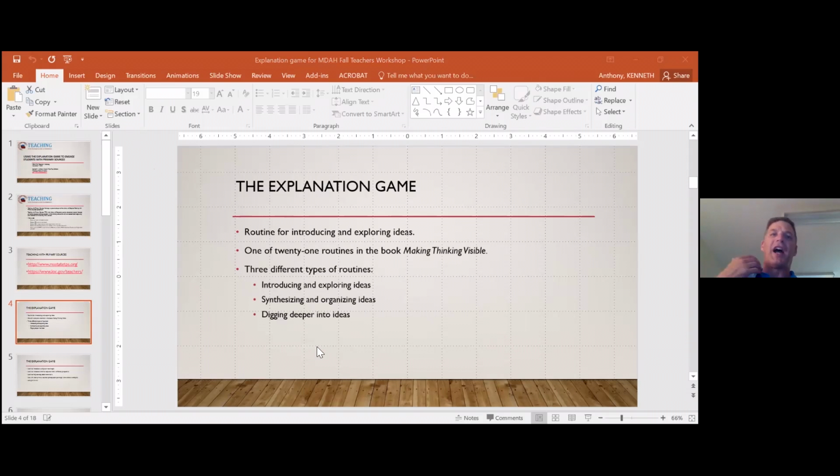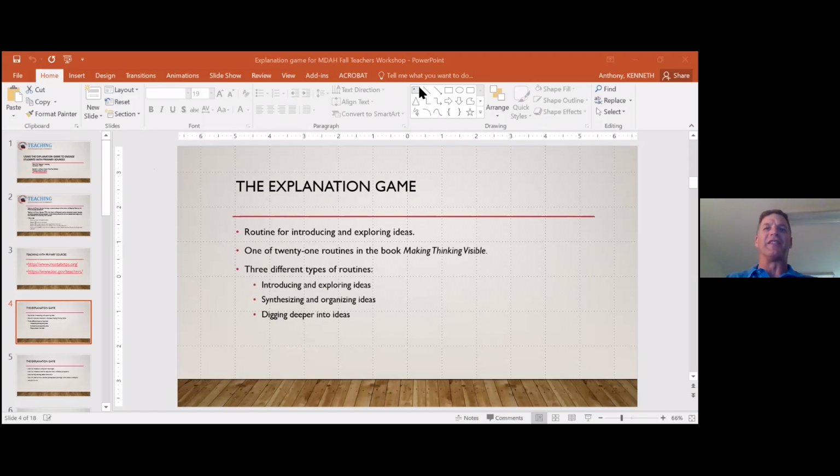So there are 3 different types. There are routines for introducing and exploring ideas. The explanation game is one of those. It really is an introductory type of thing. The way I'm going to use the explanation game is I'm going to introduce something that you don't know anything about, and my goal is to get you to try to figure out what's going on, hence the explanation game. You're trying to develop an explanation. So it's a great way to introduce a topic or to explore a topic.